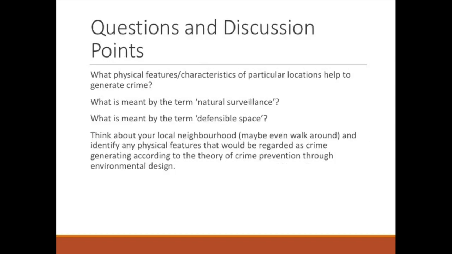So here are a few questions and discussion points you might want to think about. What physical features or characteristics of particular locations help to generate crime? What is meant by the term natural surveillance? What does the term defensible space mean? And something you may want to do is think about your local neighborhood area and identify any physical features that you think could be regarded as crime-generating according to the theory of crime prevention through environmental design, and on the flip side, think of any features that could be crime-preventing in terms of how the neighborhood is spatially designed.